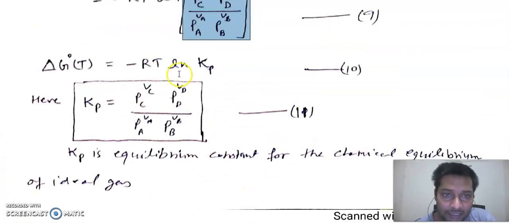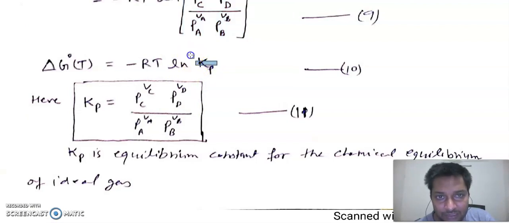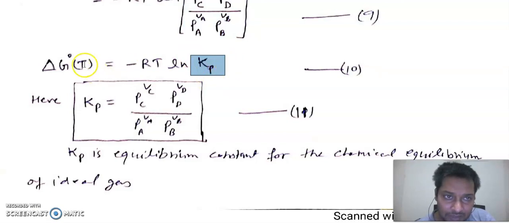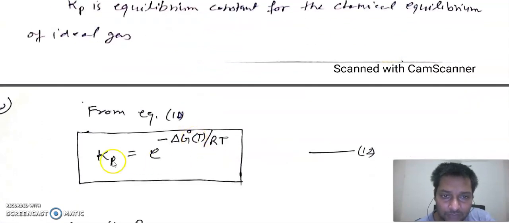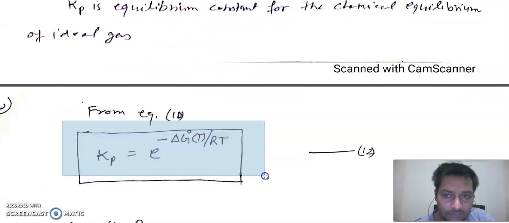From equation 10, we can rearrange this equation in terms of this equilibrium constant Kp. If we express this equation in terms of Kp, then this equation will become this. Let's say this is equation 12.